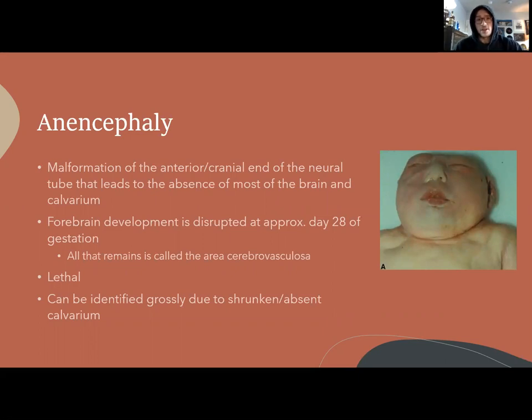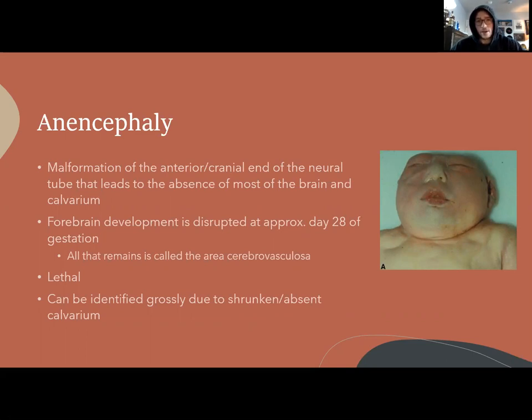So anencephaly is the malformation at the anterior or cranial end of the neural tube that leads to the absence of most of the brain and calvarium. This can vary in severity. You can have the entire forebrain not developing, or you can have the entire brain not developing. If we remember, the anterior neural pore is going to close at approximately day 28.